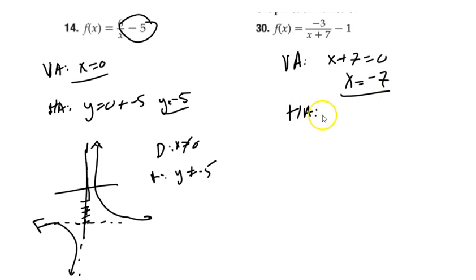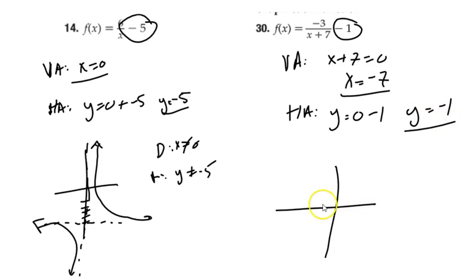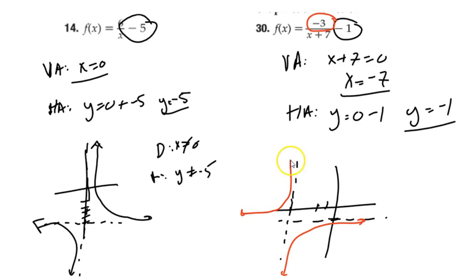Horizontal asymptote, hopefully it's easy. You're so bored because it's so easy. It's y equals 0 by default, but then we're going to subtract 1 because we're going down. So y equals negative 1 is my horizontal asymptote. Graph those things first: negative 1, and negative 7 over here somewhere. Again, notice we have a negative a on top, so it's going to flip. Instead of being up here, it's actually going to be down here, and on this side. So there you go.